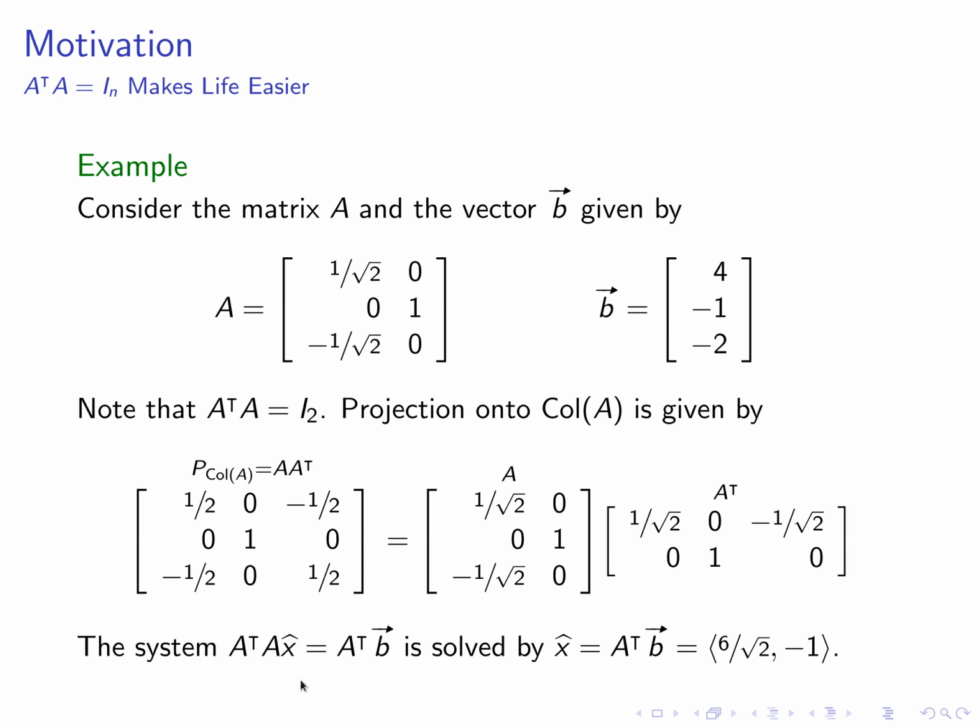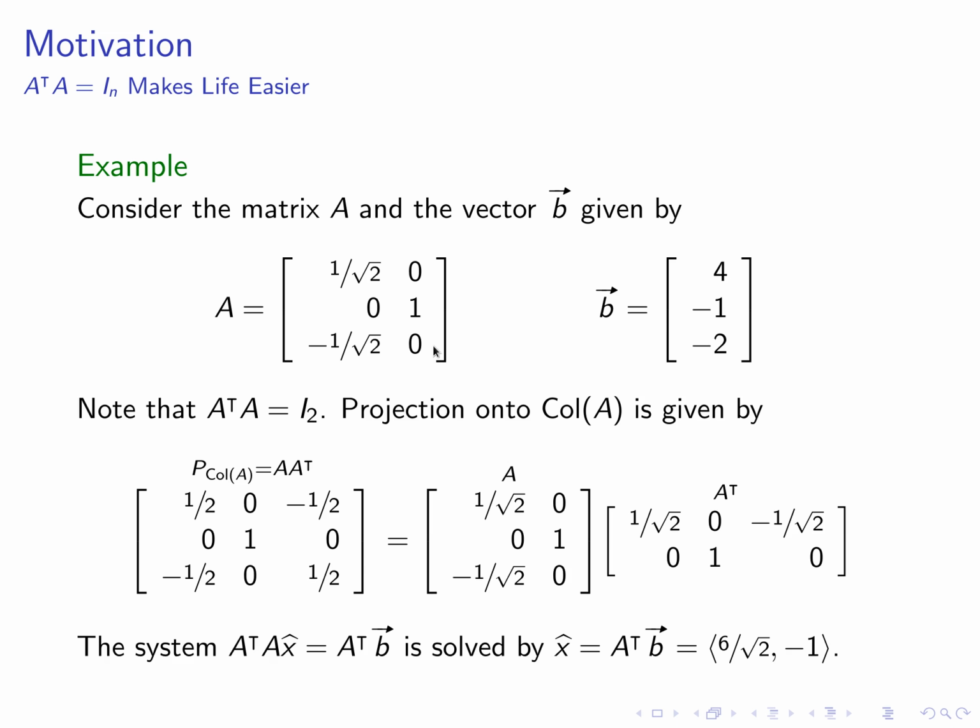Also, if we wanted to study the least squares approximate version of AX equals B for this data, the system itself is A transpose A times X hat equals A transpose times B. But for this particular matrix, the Gramian is the identity. So we know that X hat is simply equal to A transpose multiplied by B. And if we do the matrix multiplication for this example, we end up with X hat equals 6 over root 2, comma -1. So here we just have an example illustrating how easy it is to do projections when the Gramian of our matrix equals the identity matrix.